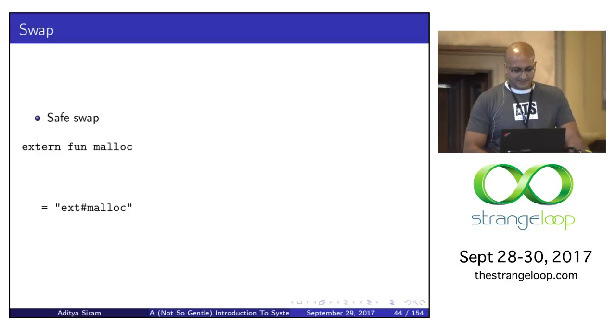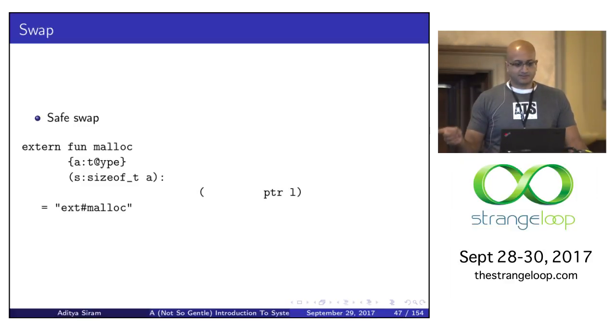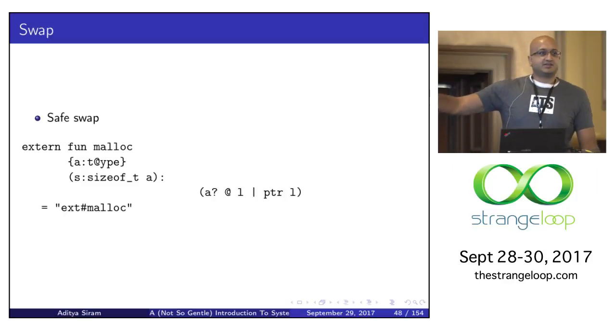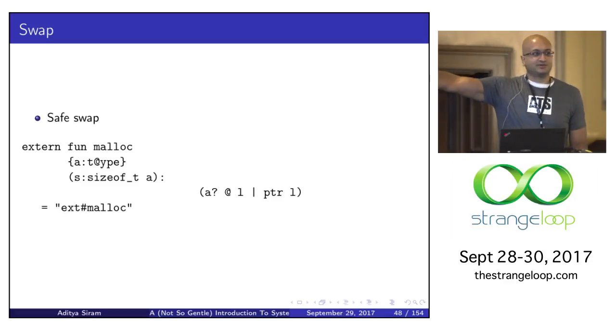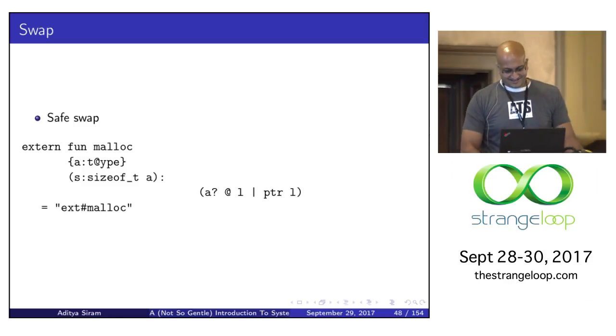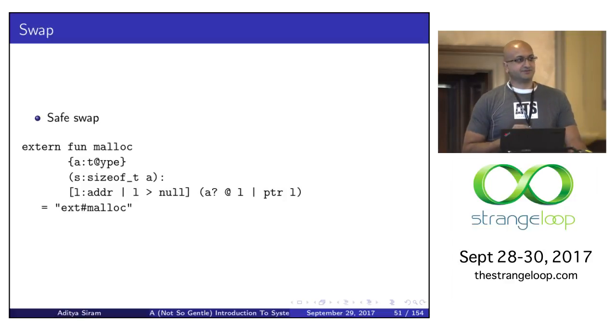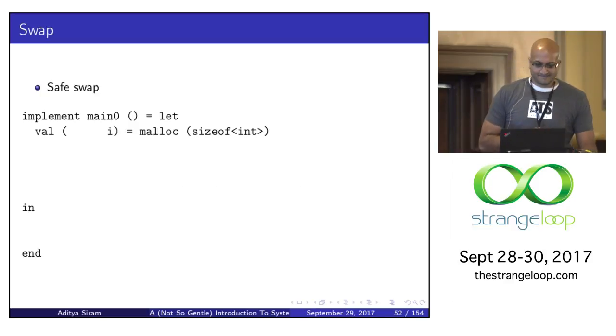So here's malloc, make ourselves some space, pass in that unsized type parameter, pass in that size argument, which is parameterized on size of A, and pass back a pointer to some location L such that there's something of type A at L that is possibly uninitialized. That's what that question mark means. Oh, it gets better. And an address that's greater than null. Okay, cool.